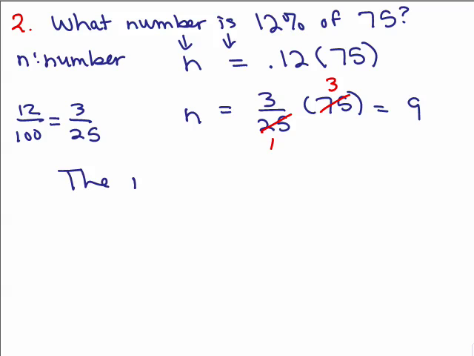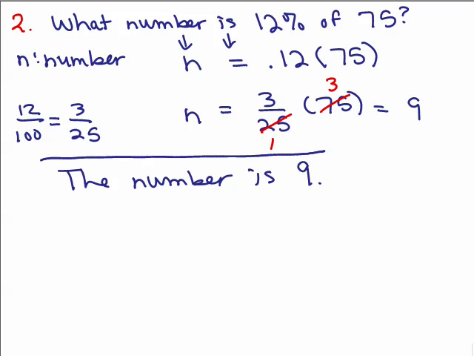So the number is 9. You should have gotten the same answer if you did multiplication with the decimals, or if you used a calculator, of course. And then see if it makes sense. Well, 10% of 75 would be 7.5. So yeah, 12% seems reasonable. It's 9. It's just a little bit bigger. So if you use common sense, you can make sure that seems reasonable.